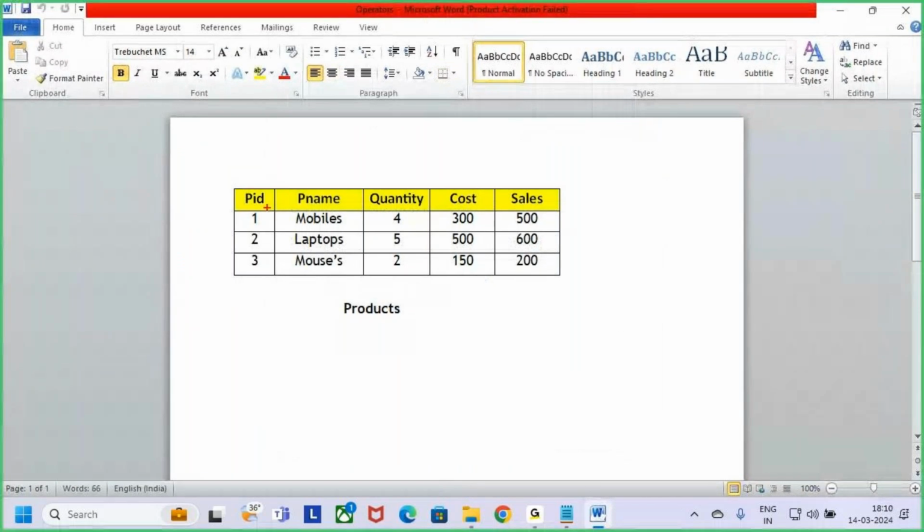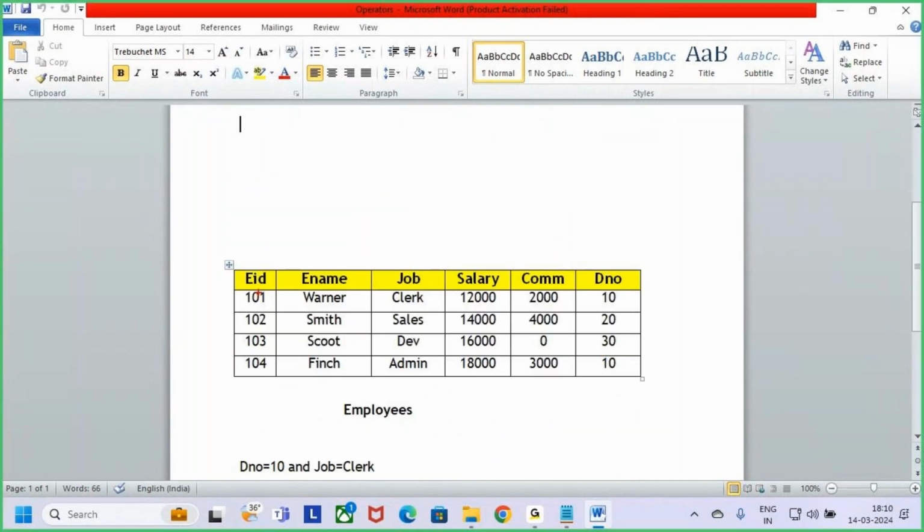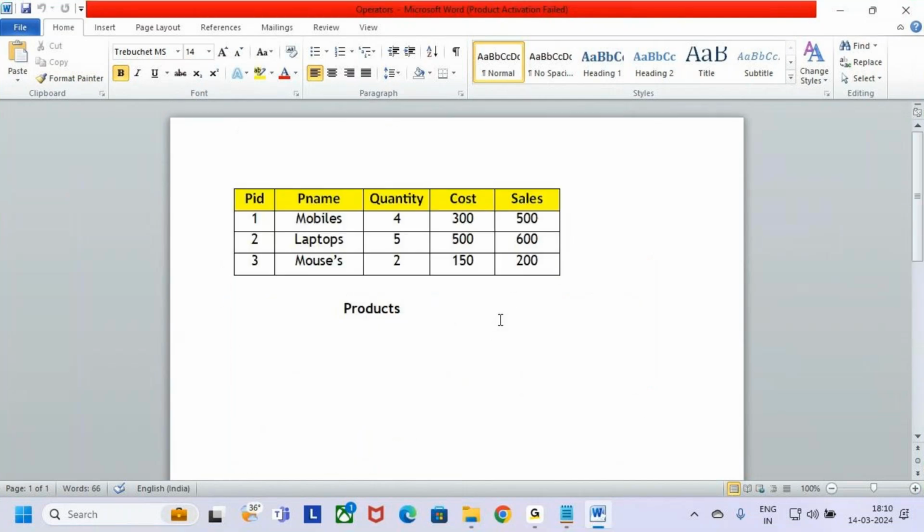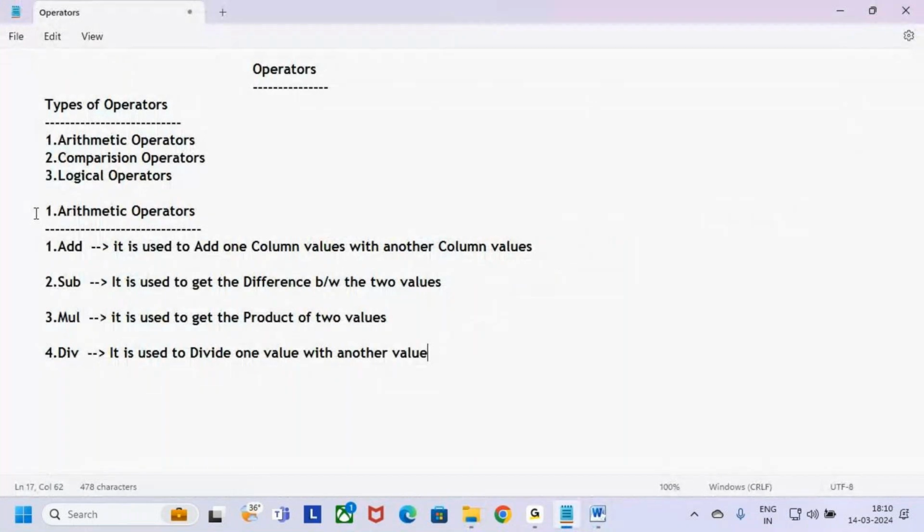So I'm having two tables here, guys. One is the products table. Next, I'm having one more table here. It is employees. The table name is the employees table. Now, based on the data I'm having in these two tables, I'm going to work with these arithmetic operators.